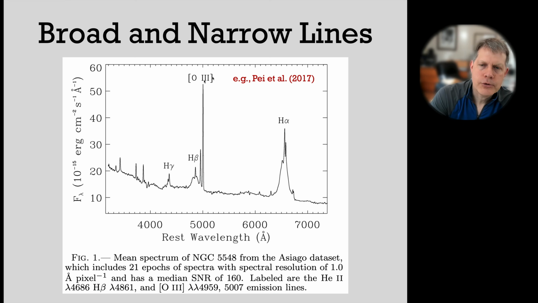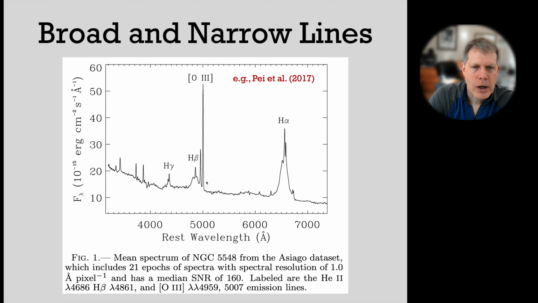Also, we observe that these broad lines vary, often quite rapidly, on timescales down to days. So the broad component of this line and the broad component of this line are known to be variable on rapid timescales, whereas the narrow line here, oxygen 3, does not vary rapidly and only varies quite mildly over many year timescales. So that's another hint that there's something distinct going on between the broad lines, which are varying on rapid timescales, and the narrow lines, which are not.